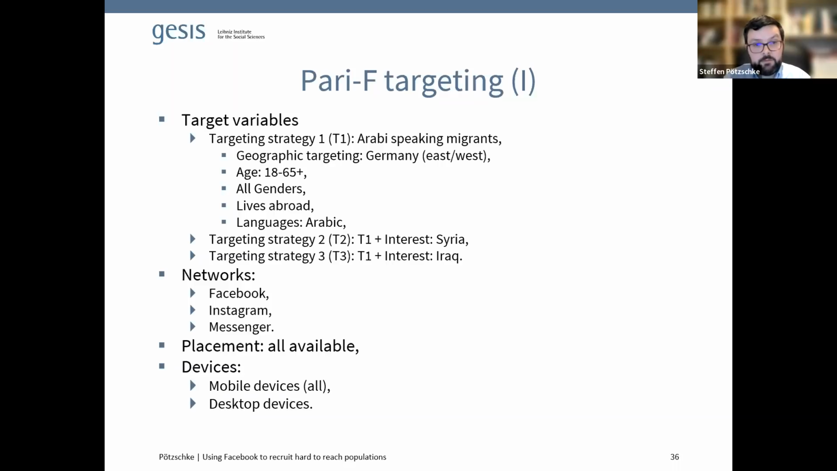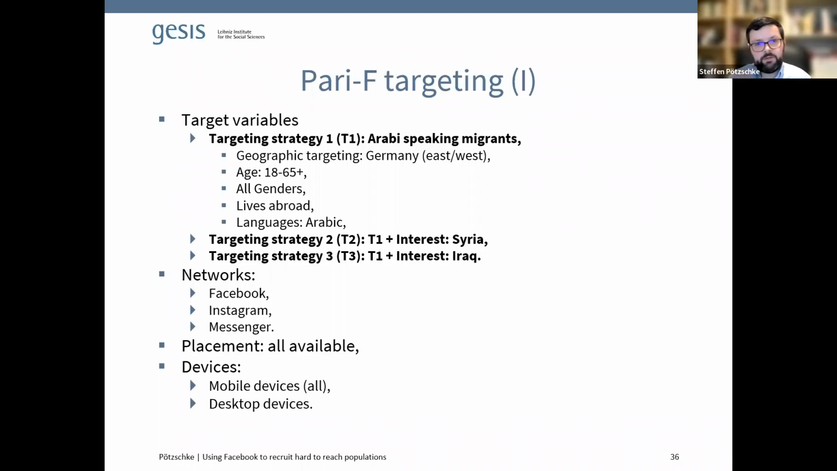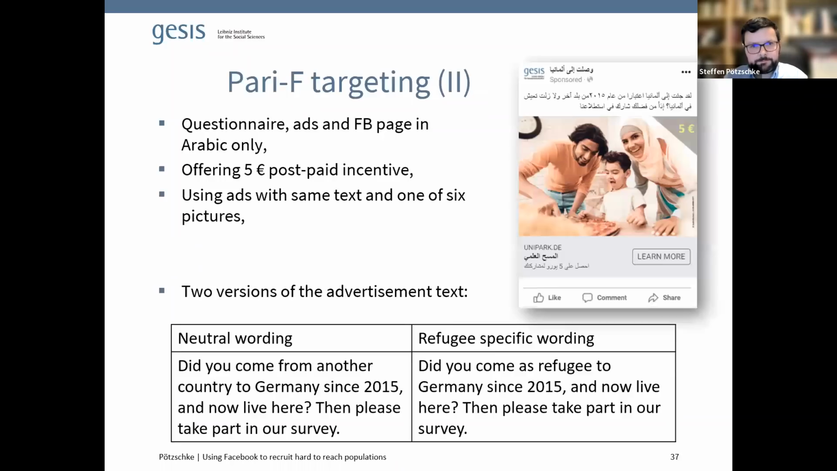On top of that, the 2 other sampling strategies differed from this one just in that they included an interest variable. In strategy 2, this was interest in Syria, and in strategy 3, interest in Iraq. So these are the 3 different strategies. You should just keep this in mind for the upcoming slides.